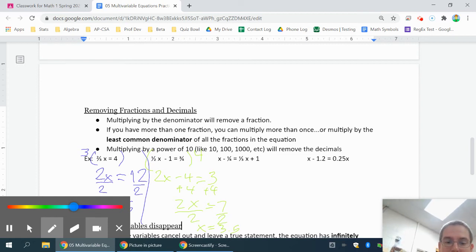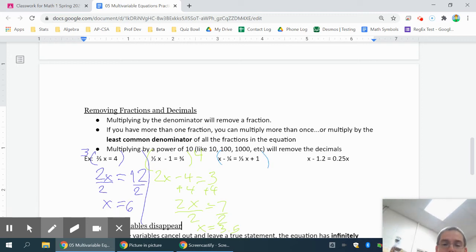The next one, I still have 2 fractions again. In this case, multiplying by 4 won't take care of that 3. The common denominator is actually 12. So the quickest way to do it is to multiply everything by 12. If you multiply by 4, you could go through a second time and multiply by 3. But the quickest way is, since 4 and 3 both divide into 12, multiply by 12. So 12 times x is 12x. 1/4 of 12 is 3, because 12 divided by 4 is 3. 1/3 of 12 is 4, because 12 divided by 3 is 4, and don't forget to multiply the 1 times 12, which is 12.